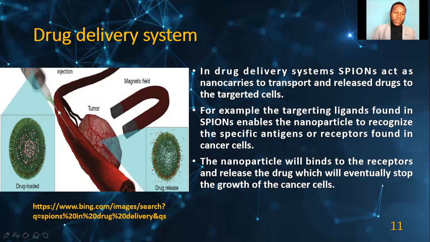If you look carefully at this picture on this slide, we can see that nanoparticles containing the drug are being introduced into the bloodstream using an injection. And under a magnetic field, the nanoparticles are directed to reach the site where they are needed, in this case, the tumor cells. As soon as they reach the tumor cell, the nanoparticles release the drug, which will eventually stop the growth of the cancer cell.